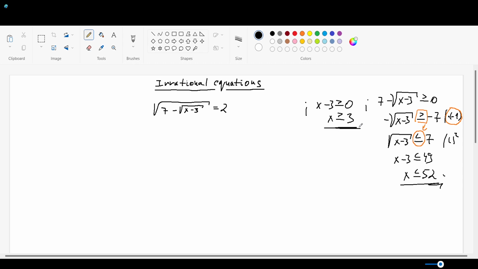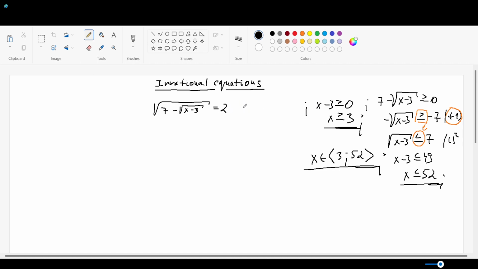So by finding the intersection of these two conditions, you can simply say that this equation is defined for x being from the interval 3 to 52. So this is really something important before you start to solve any irrational equation. Now let's go finally to solve this equation.